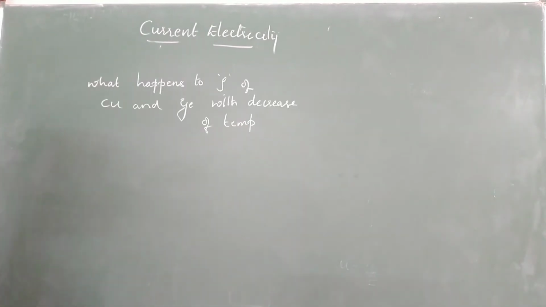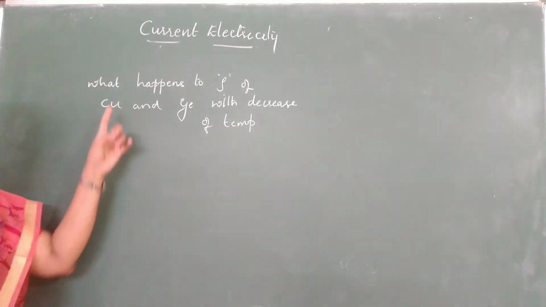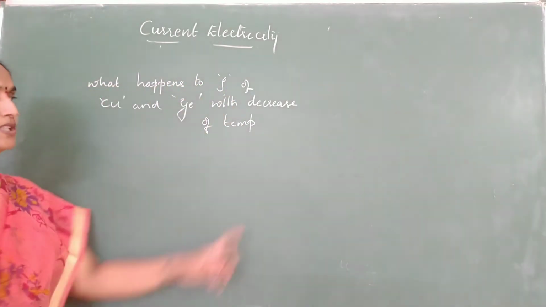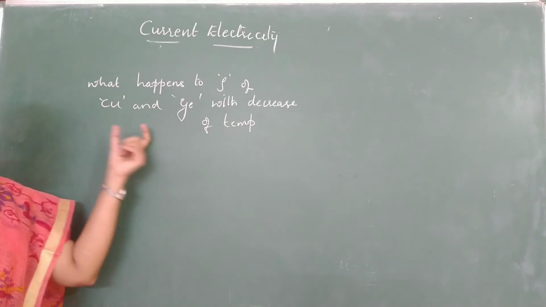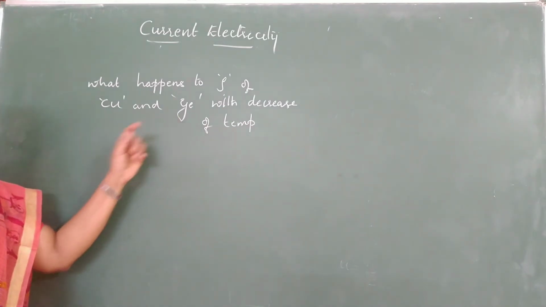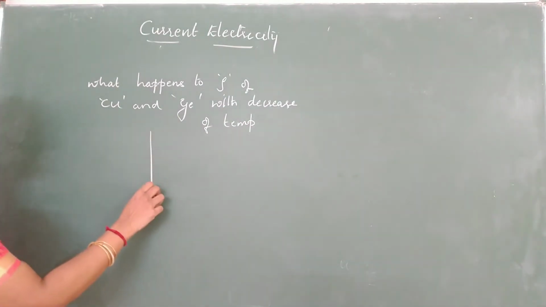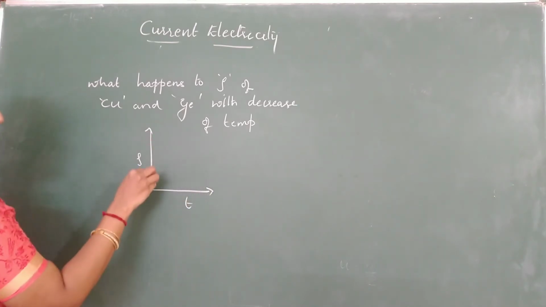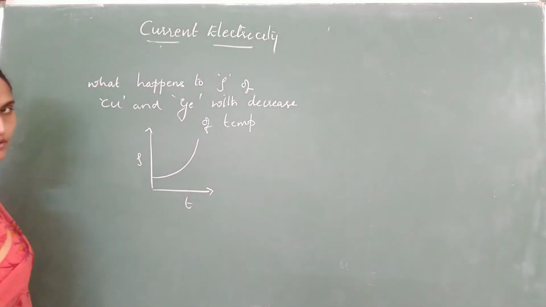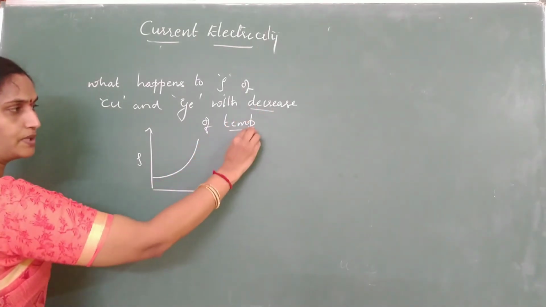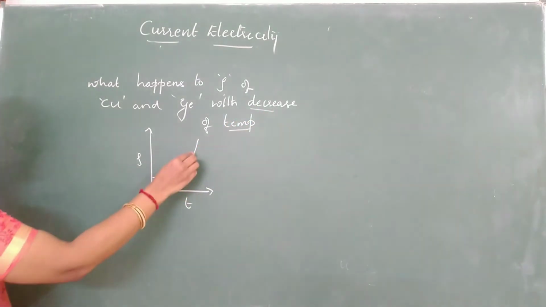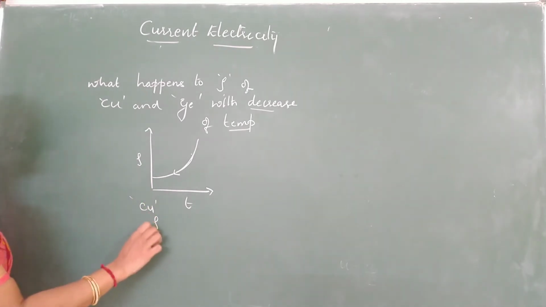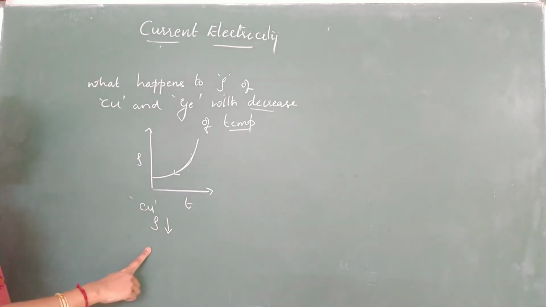Okay, look at one more conceptual question. They are asking what happens to the resistivity of copper and germanium with decrease of temperature. We know copper is a metal, germanium is a semiconductor. Just now we have discussed, for metals, resistivity increases with temperature, but we are not increasing the temperature, we are decreasing it. So when you decrease the temperature, resistivity of copper will decrease.